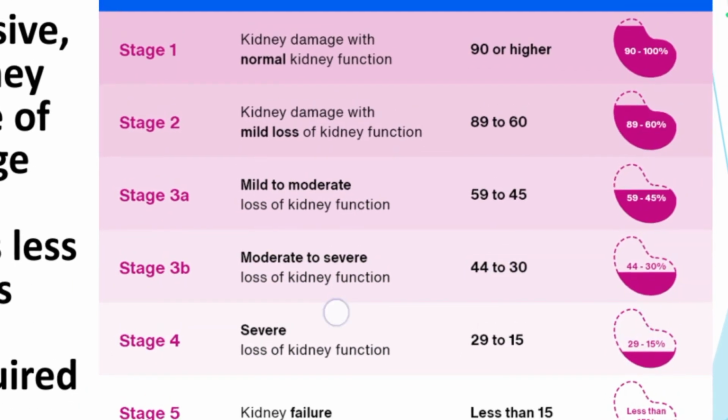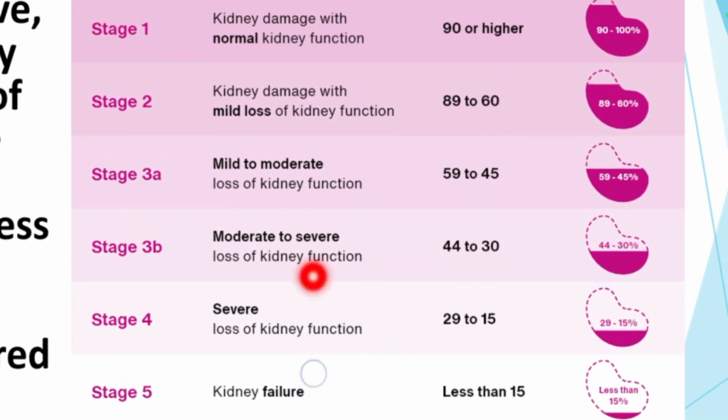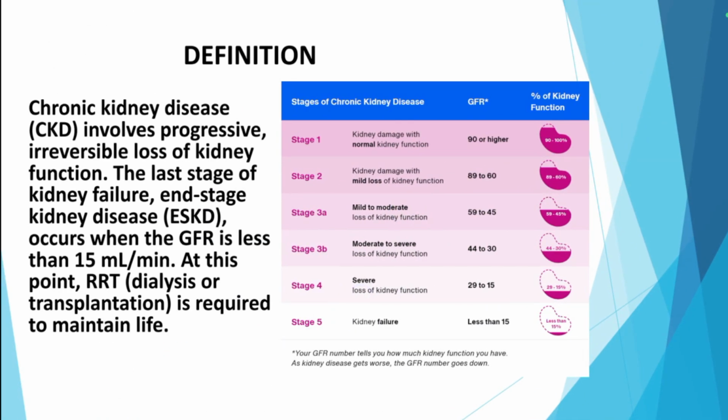Stage 3 is mild to moderate, that is 3A and 3B. 3A is 59 to 45, and 3B, moderate to severe, is 44 to 30. Stage 4 is severe, 29 to 15, and stage 5 is kidney failure, less than 15. In stage 5 the kidney function is completely lost and it is irreversible, it will not come back.